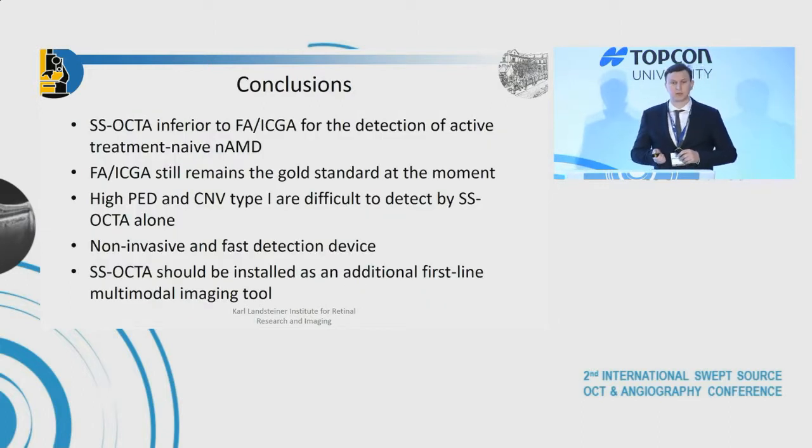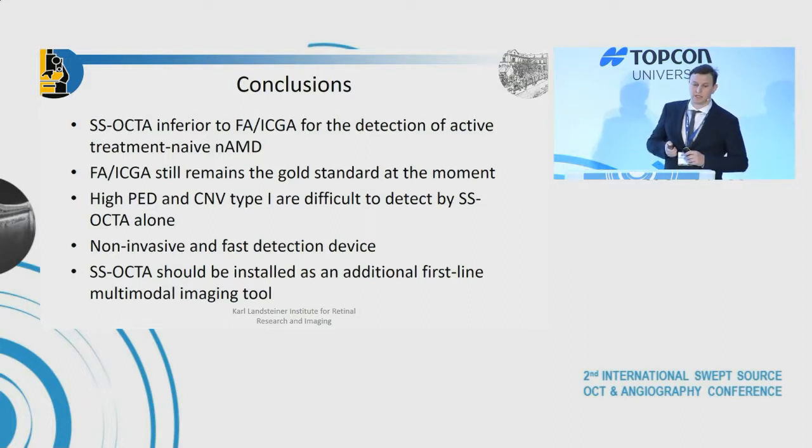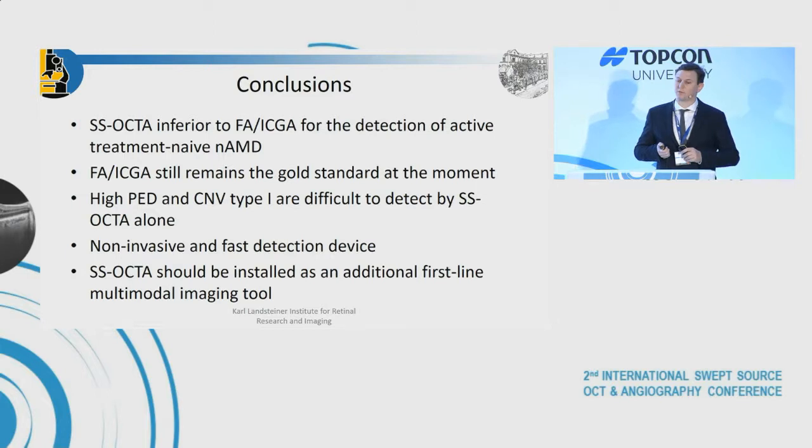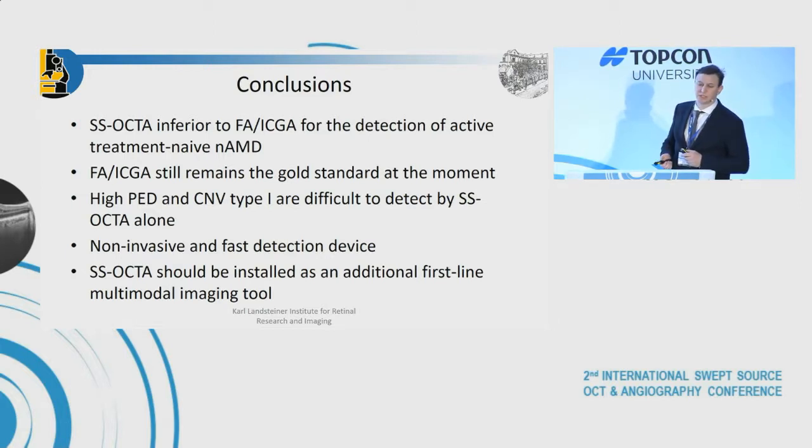And to conclude, in our study, swept source OCT-A was inferior to conventional angiography for the detection of active treatment-naive nAMD. And that means angiography still remains the gold standard at the moment. We had difficulties with high PEDs and CNV type 1s. Nevertheless, it is a non-invasive, fast detection device. It's easy to use, and it should be installed as an additional first-line multimodal imaging tool.